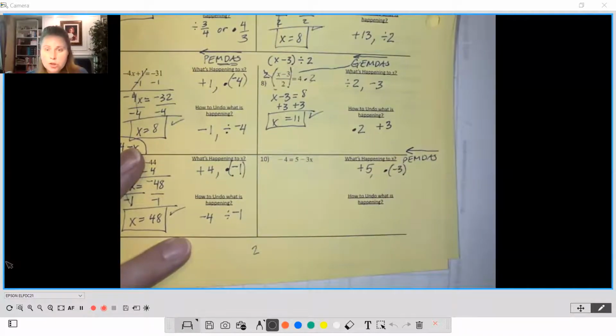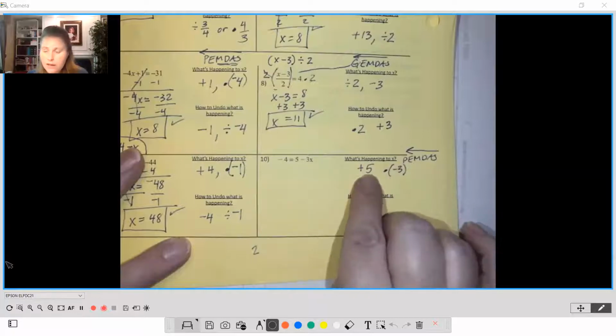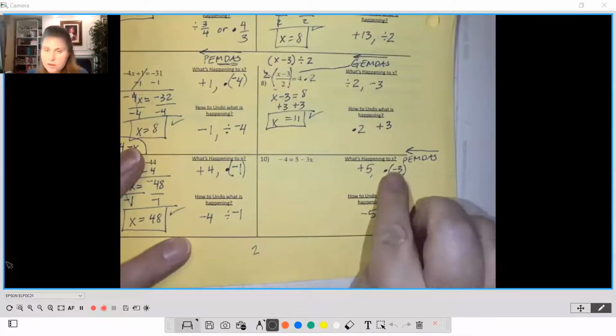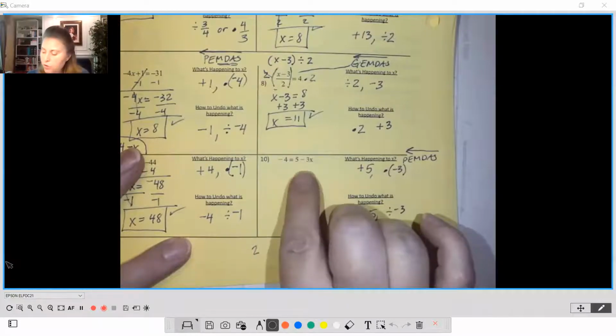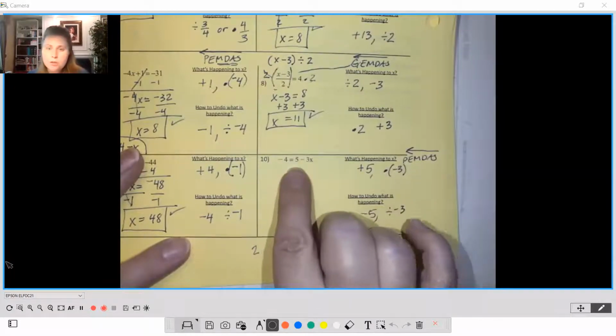So what do I need to do to solve that? I need to work backwards. I'm going to use that order of operations in reverse. So there is a plus 5. I'm going to subtract 5. There's a times negative 3. I'm going to divide by negative 3. All right, so let's go ahead and do that. Order of operations in reverse.